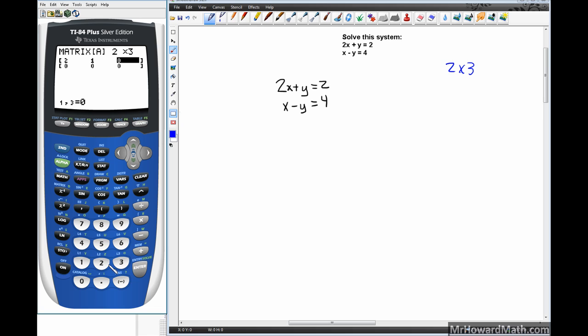And we have a 2 right here, so we'll put that in. So now we have the first one entered: 2, then 1, then 2. Now we start entering the second one right here.